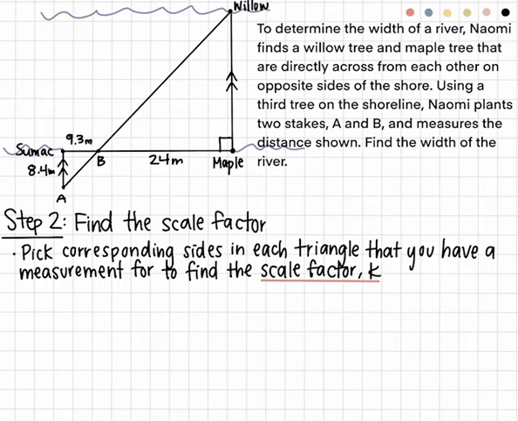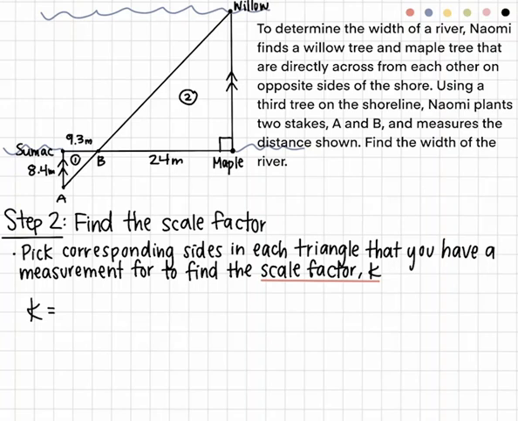So if I look at these two triangles here, and I'm trying to find the scale factor, so I'm trying to find K, I'm going to look for two sides, one from each triangle. Maybe we'll just do this so I can refer to them as triangle 1 and triangle 2. So which side in triangle 1 and which side in triangle 2 both have side lengths and are corresponding to each other.